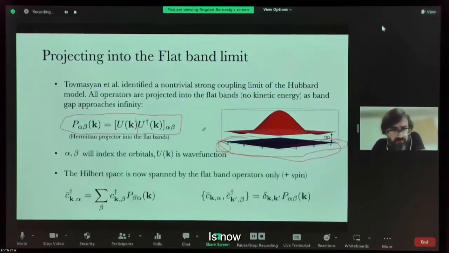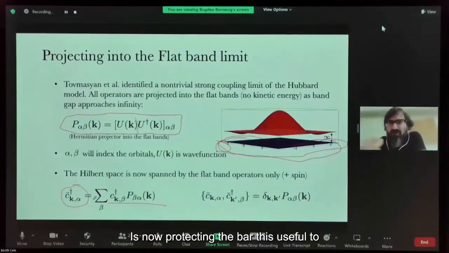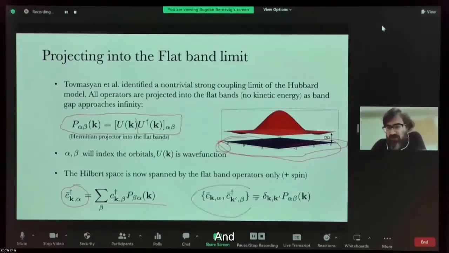So the Hilbert space is now projected. The operators are projected into the flat bands. This will be an overcomplete Hilbert space, but it's useful to understand the orbital physics. It's just the projected orbital at that position. We can work in band basis, which would be some gamma operators of these bands, and they will be a complete Hilbert space. And the anti-commutation piece has a projection operator. Okay.